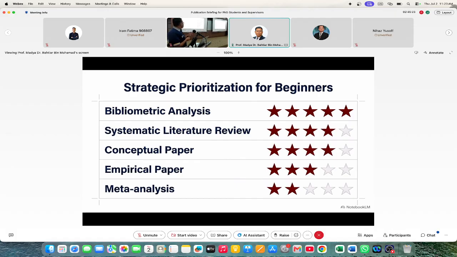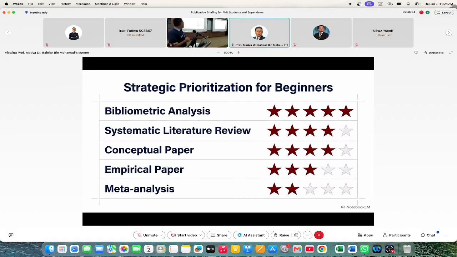The second one is SLR. SLR is also in your chapter 2, your literature review. Once you have a very solid chapter 2, then you can come out with a paper on SLR. Conceptual paper is also chapter 2. When you develop your framework and it is supported by very good literature, then this is a proposed framework that you want to proceed with for the next agenda. So that also can be published.